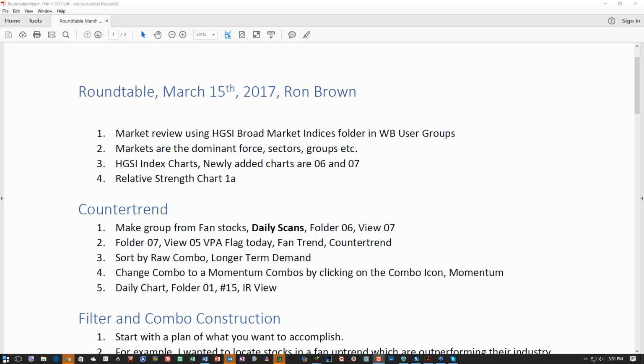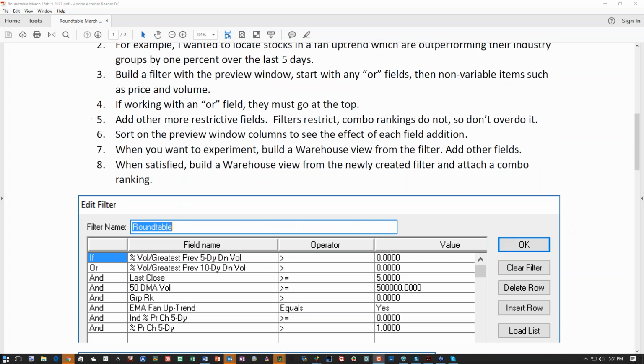Today I'm going to talk about one of the latest files in the Insider Club files, and I also want to take a quick look at the market. We had a big day today, and I want to talk about some of the ways I use HGSI to analyze the market. Then I'm going to get into some filter and combo construction. I'm not going to have time to do much on that, but I'm going to take you through some steps and show you what I did, and I have provided you with the information down here.